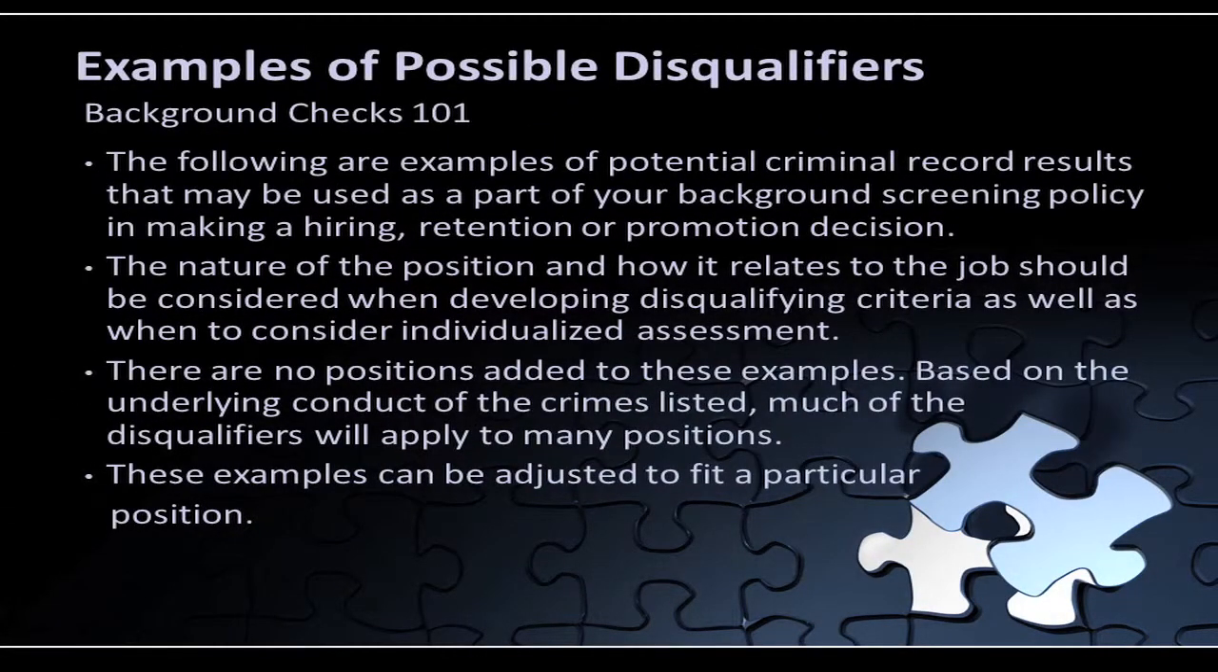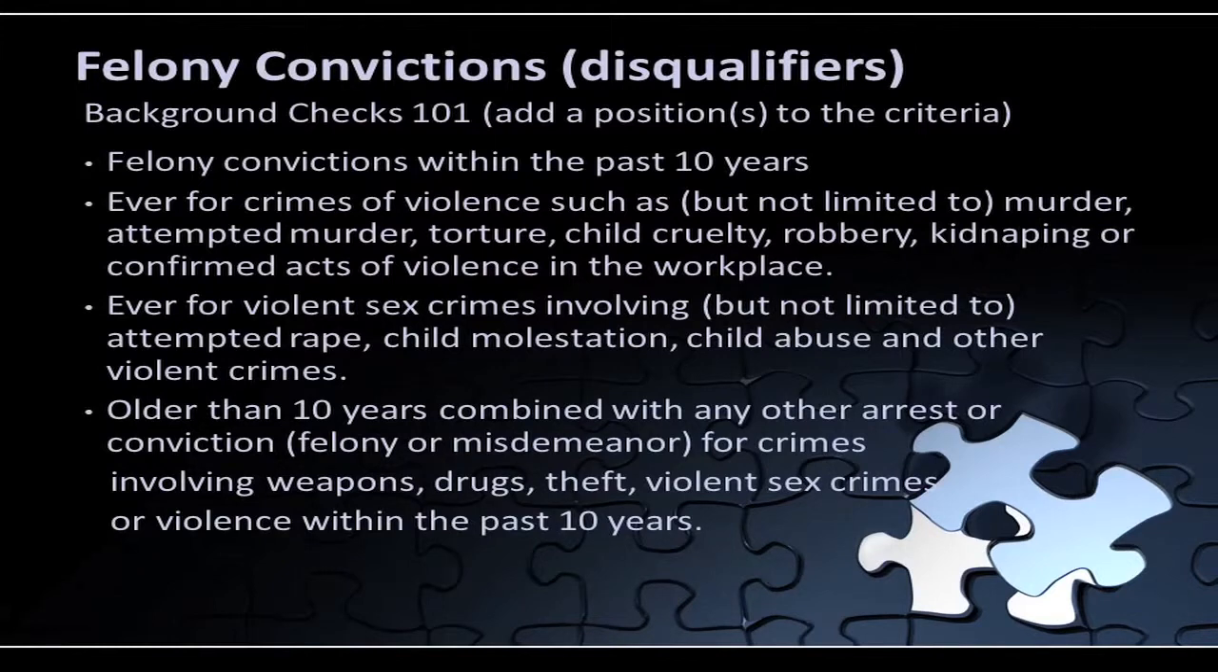Examples of possible disqualifiers. The following are examples of potential criminal record results that may be used as part of your background screening policy in making a hiring, retention, or promotion decision. The nature of the position and how it relates to the job should be considered when developing disqualifying criteria, as well as when to consider individualized assessment. There are no positions added to these examples. Based on the underlying conduct of the crimes listed, much of the disqualifiers will apply to many positions. These examples can be adjusted to fit a particular position.